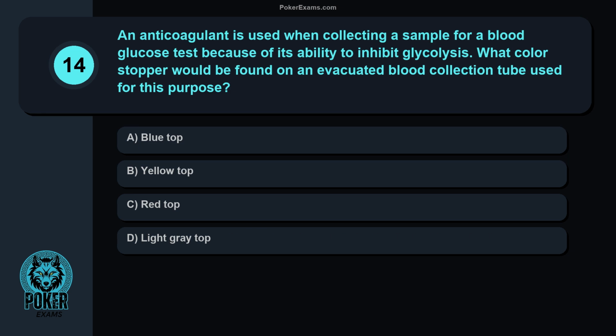Question 14. An anticoagulant is used when collecting a sample for a blood glucose test because of its ability to inhibit glycolysis. What color stopper would be found on an evacuated blood collection tube used for this purpose? Blue top, yellow top, red top, light gray top.